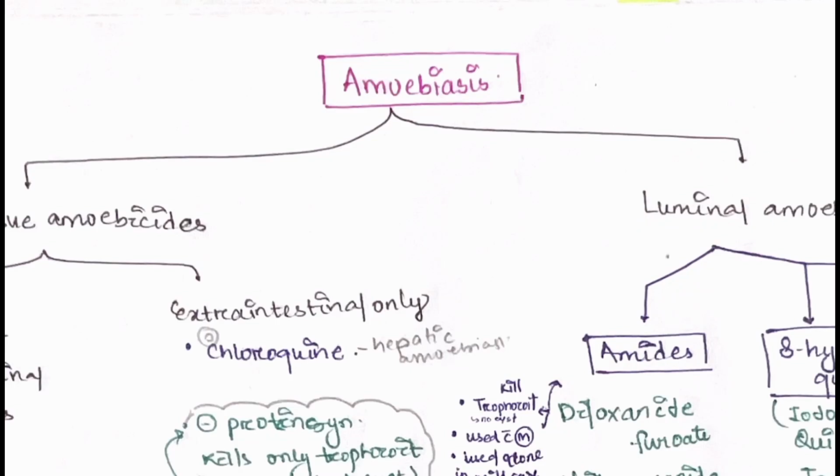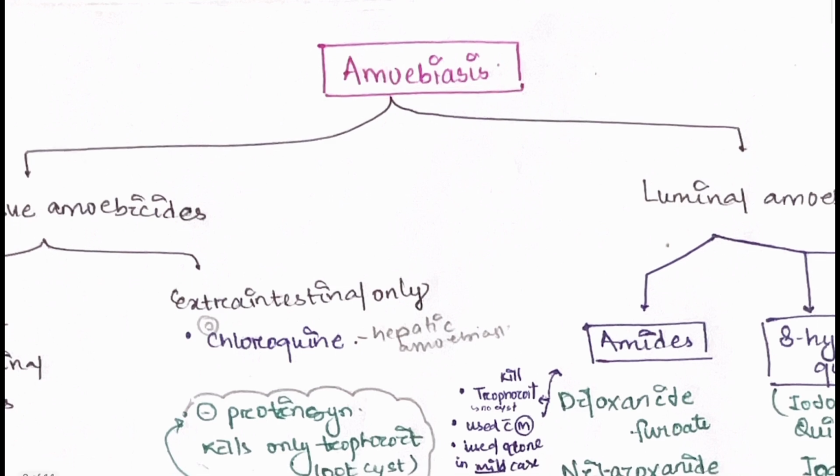Today's topic is amoebiasis. So we will see the drugs which are used for this amoebiasis, anti-amoebic drugs. This is one of the protozoan diseases. We will also see the other protozoan diseases like Giardia, Trichomonas vaginalis, then malaria, the rest all in different videos. Today we'll be seeing about amoebiasis.